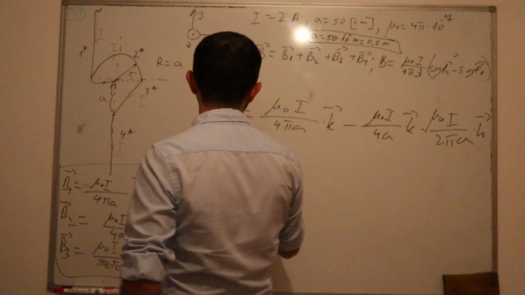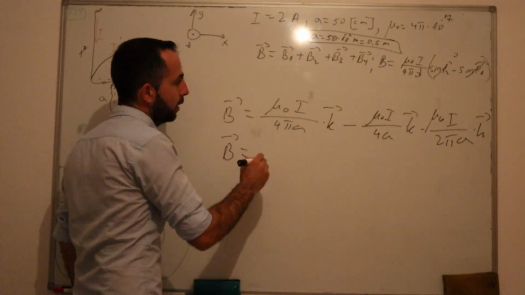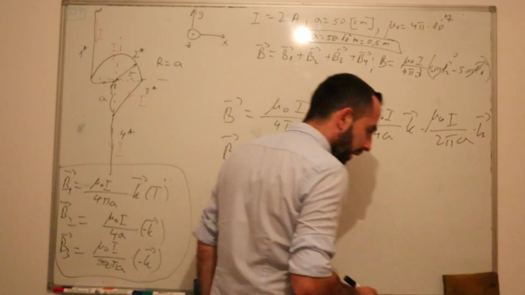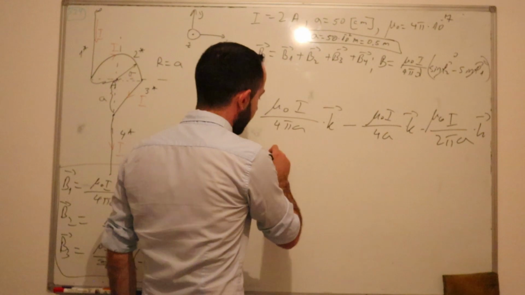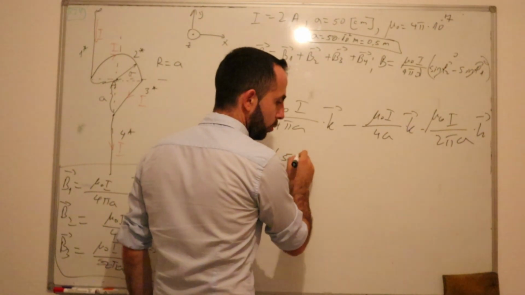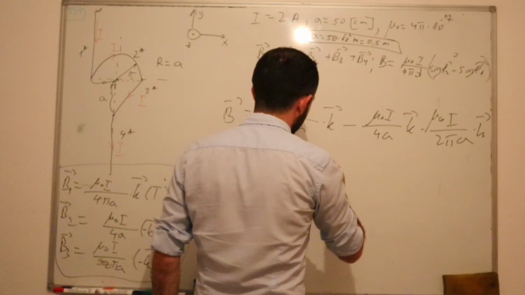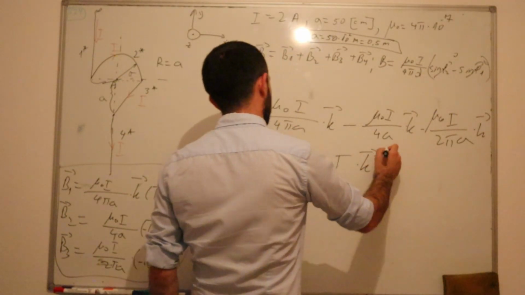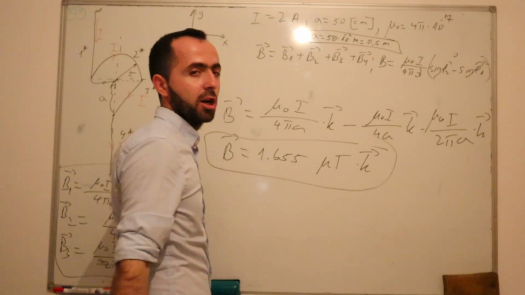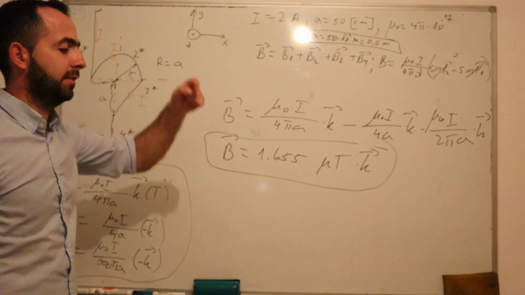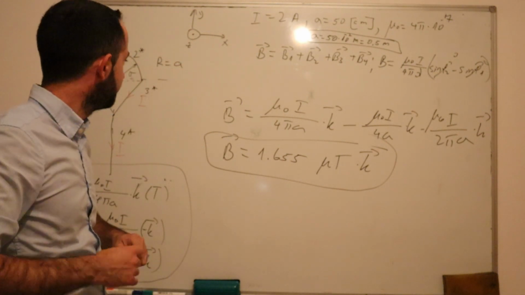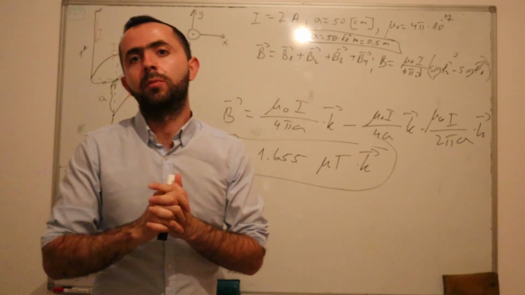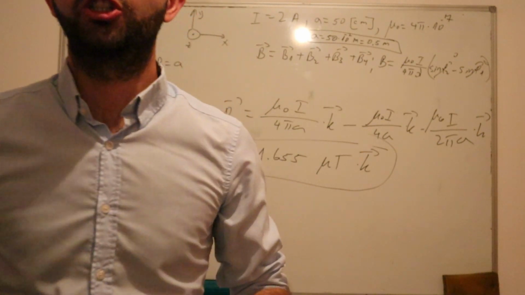So the end result is B. You put the numbers inside, you calculate it, and you will get approximately 1.6555 microtesla in the direction of k, in a positive direction of the z-axis. That would be it for this video. Thank you for watching, and see you.